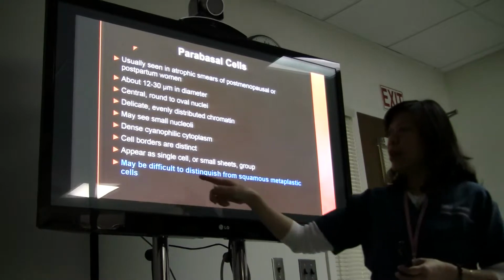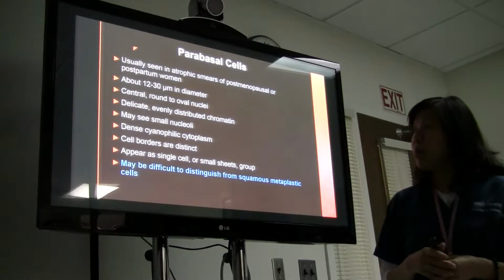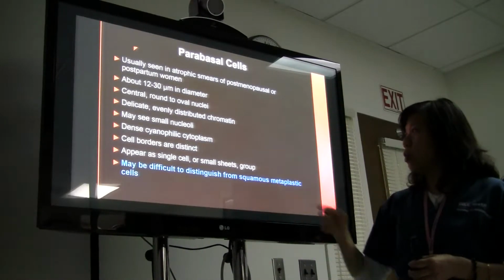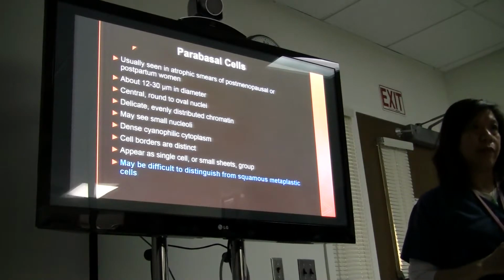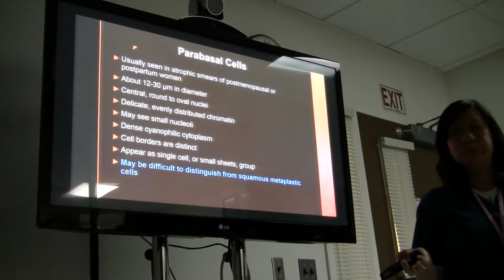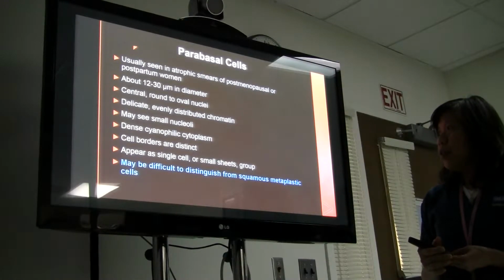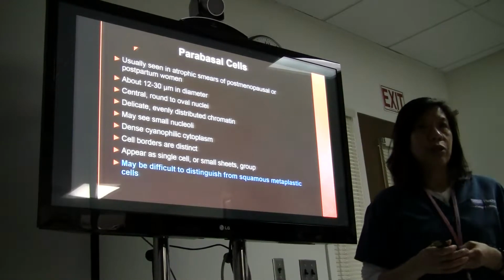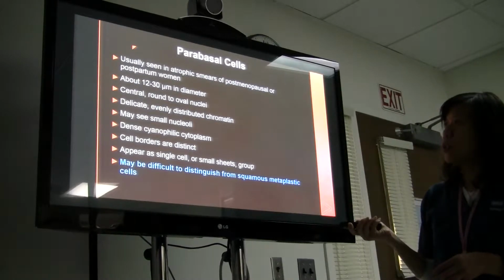Keep in mind, parabasal cells may be difficult to distinguish from squamous metaplastic cells. Sometimes they look so similar together, with not much difference from each other, that it's very difficult to distinguish them.